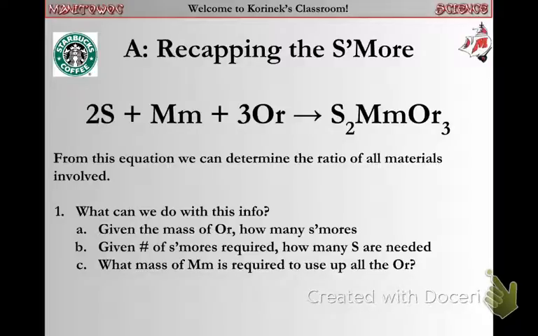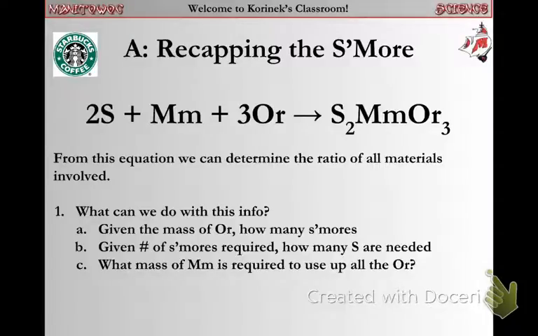So we've got 2 S, and remember S stood for graham crackers, plus the M, which was the marshmallow. We only needed one of those, plus the 3 chocolate pieces, which is the C. And if you combine all those things together, you get a single s'more. So from this equation, we can determine the ratio of all the materials involved.